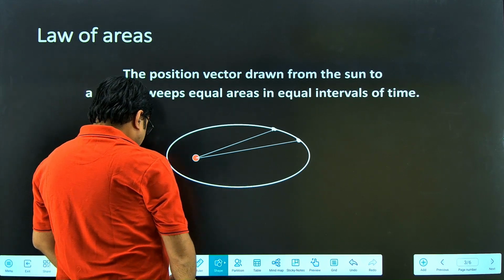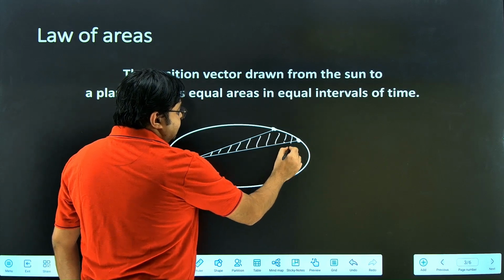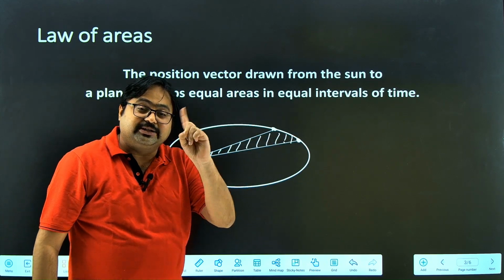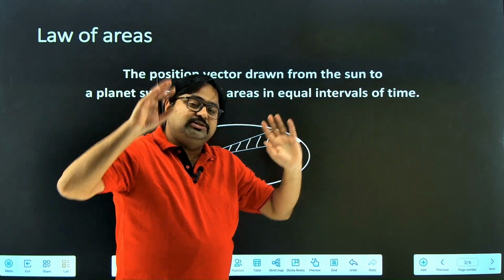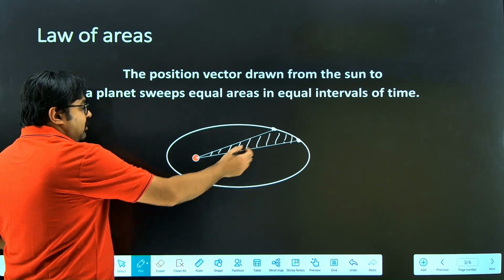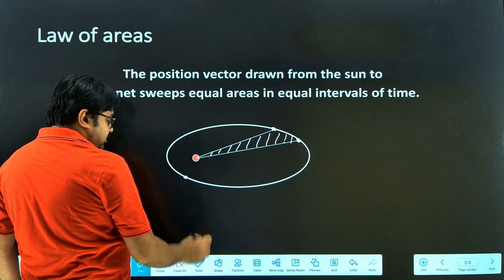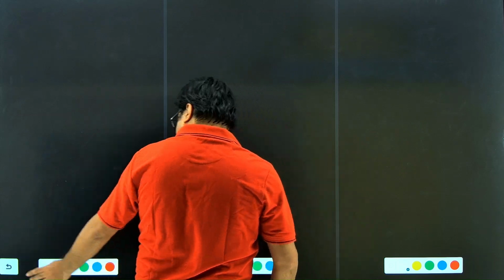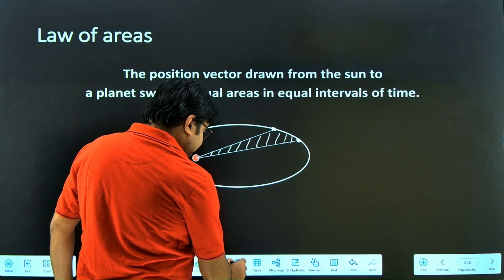Well, you can see, you can shade this particular part. The shaded part is the area swept by that position vector in 1 month. Now leave about 6 months or so. Let's talk about the earth, and earth has probably reached somewhere here, right, about 5-6 months later. So the earth has reached here. Let's draw another position vector to this place.